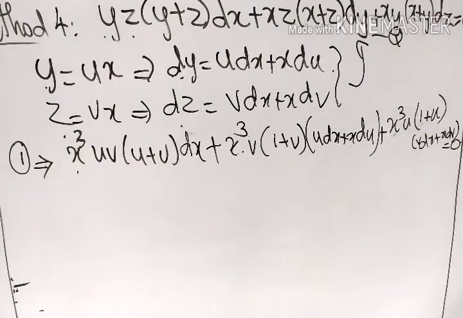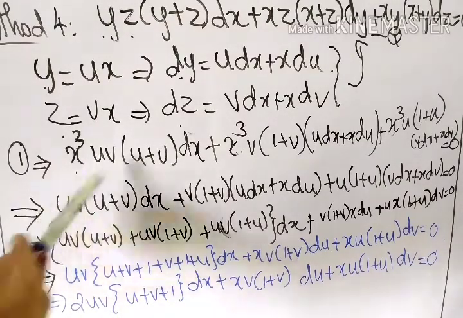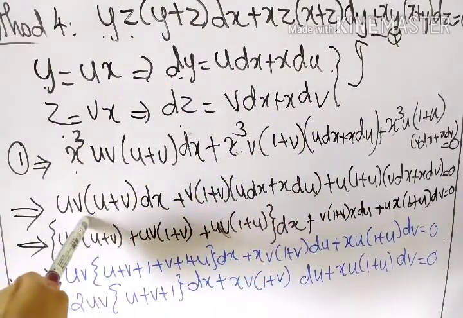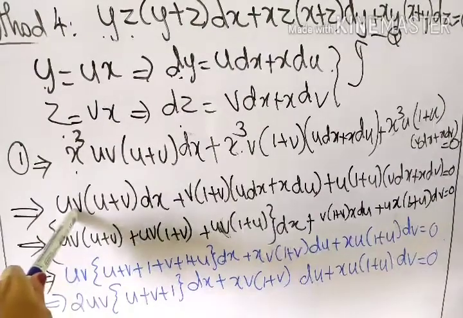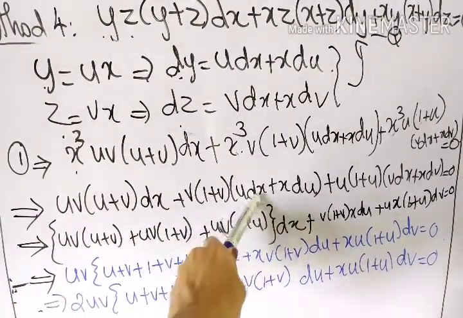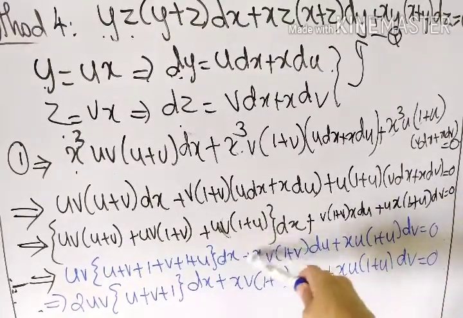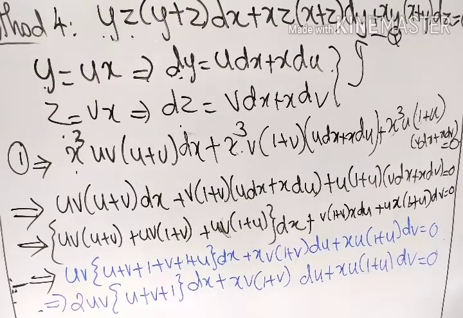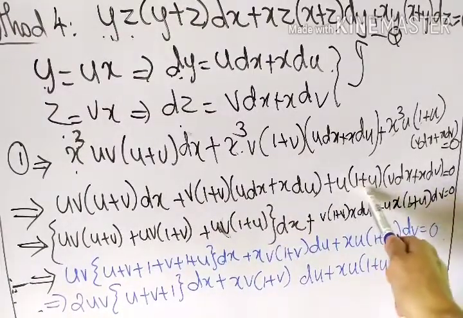Now let's cancel out the x cube and try compiling all dx together, du together and dv together. What I have done here is I have taken off the x cube from all these three terms, so that leaves me with this step. In the second step, I have grouped all the terms with dx. From here you have uv into (u plus v) coming over here, from the second term you have uv into (1 plus v), and from the third term you have uv into (1 plus u) dx. I've grouped all the rest of the terms together, that is du and dv. For du I'm having xv into (1 plus v), and for dv I'm having xu into (1 plus u), which comes over here.